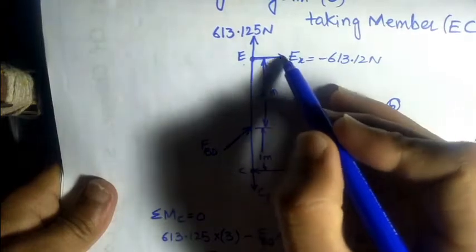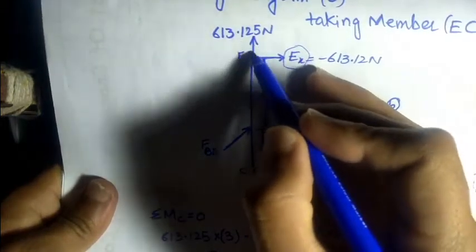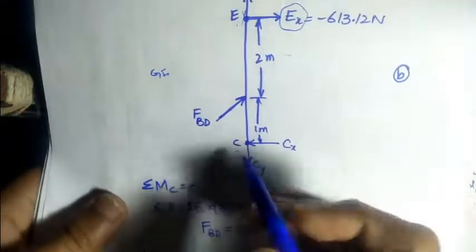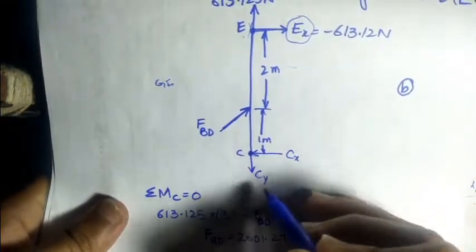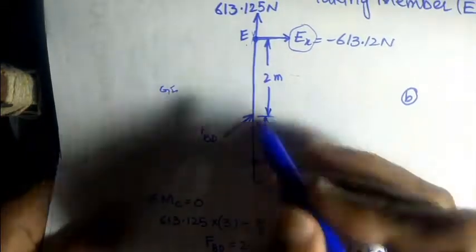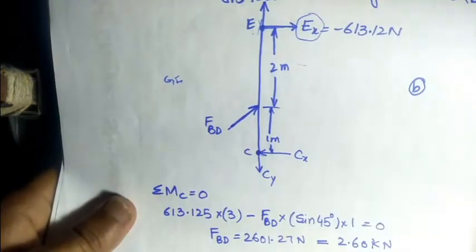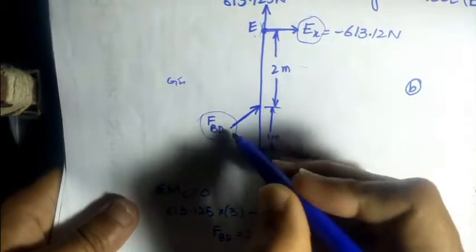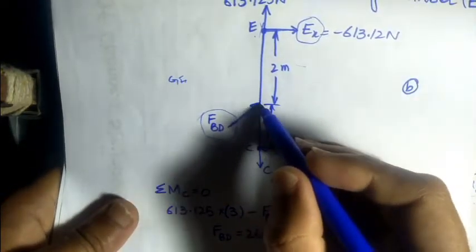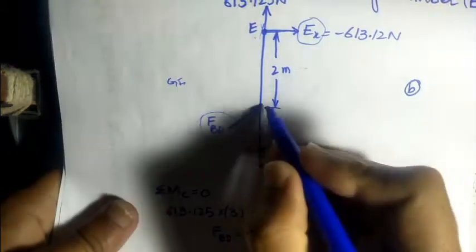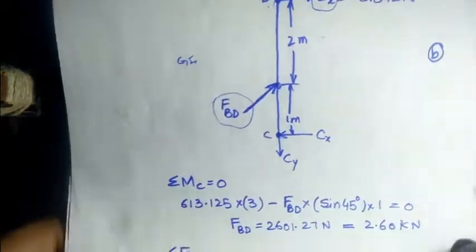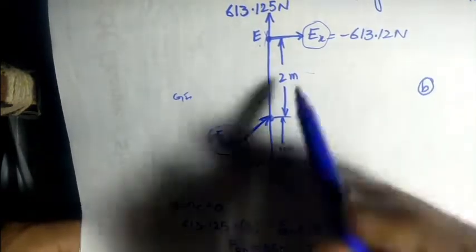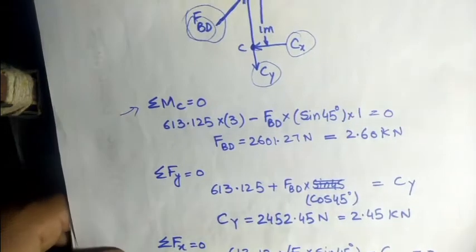Here are the EX force and EY force which we calculated earlier in the GE member. So this is the free body diagram. All the forces which are going to act on the EC member will be displayed here. Here the FBD member is also connected with the EC member, so this also exerts some type of force at that point in the EC member. So by applying these equilibrium equations we can easily calculate these unknown forces as we calculated earlier.